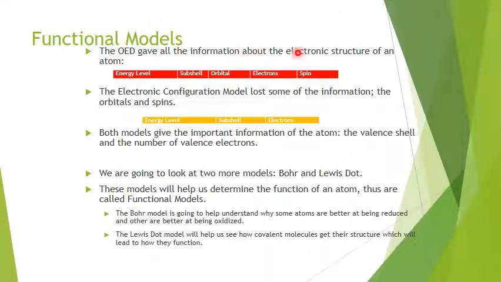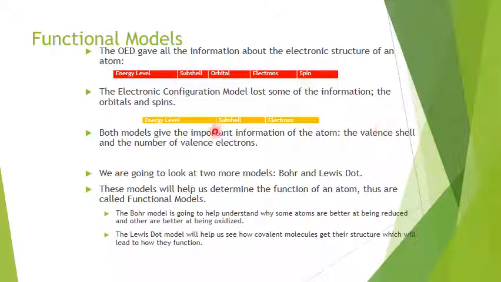The orbital energy diagram gave us all the information we need to know. Okay, the energy level, subshell, orbital, electrons, and spin. The electronic configuration model lost the orbital and the spin, and only left us with the energy levels of subshells and how many electrons are in each subshell. Both of them gave us a valence shell and a number of electrons. Okay, that's great, because that's exactly what we're looking at.